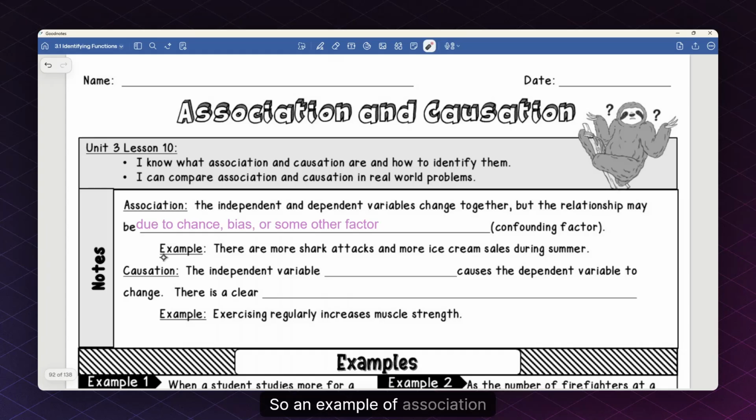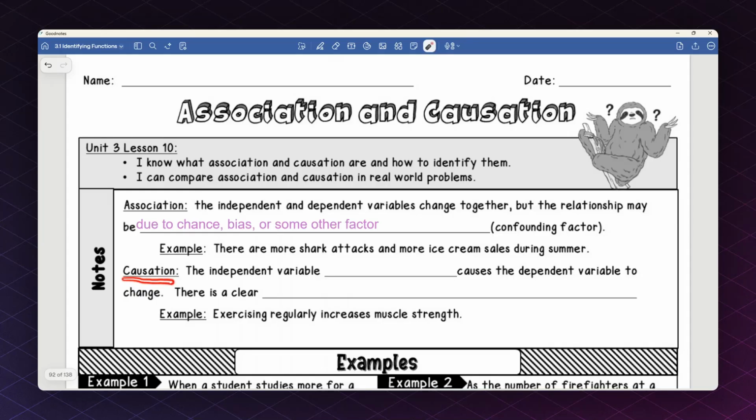So, an example of association is there are more shark attacks and more ice cream sales during summer. Well, it is true that during summer, there's going to be more shark attacks and more ice cream sales, but the shark attacks don't cause the ice cream sales to happen. It's caused by another external factor, a confounding factor. It's the fact that it's summer. So, because it's summertime, more people go swimming, therefore, they can be attacked by a shark. Or during the summer, it's warmer and people are more likely to buy ice cream. Okay? So that is an example of association.